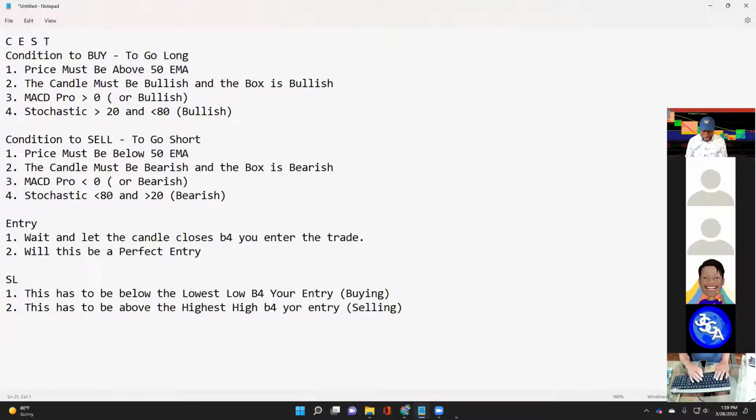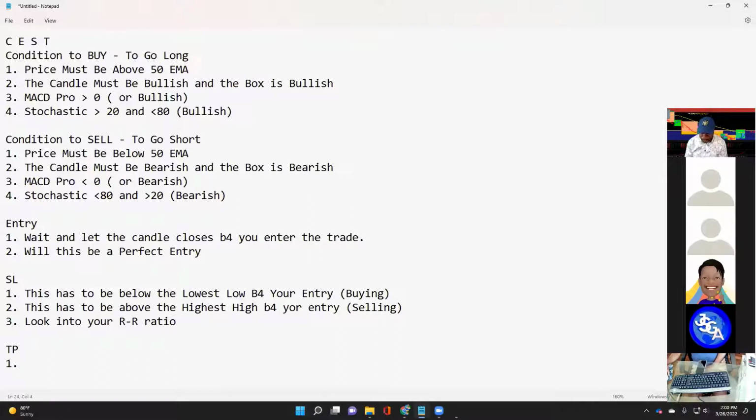Then also look at your risk to reward ratio. Number 3, look into your risk to reward ratio. For instance, if my risk is 100 pips and my reward that I'm targeting is 40 pips, it doesn't make sense. But if my risk is like 40 pips and I know this trade will give me about 100 pips profit, it makes sense. Then we now look into our take profit.